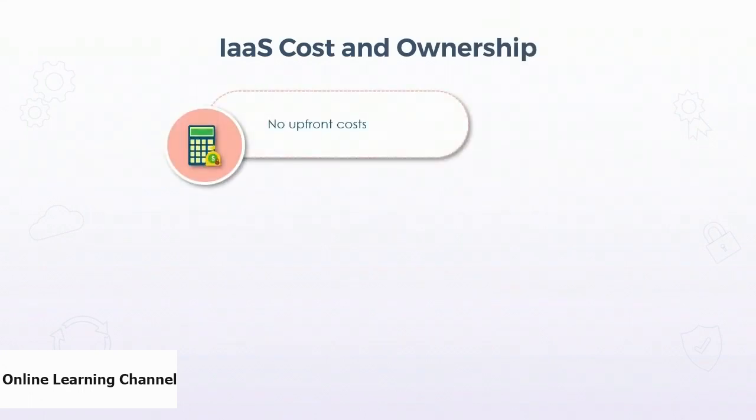So infrastructure as a service cost and ownership. There is no upfront cost. So compared to traditionally where you have to go out, buy the building, buy the servers, buy the storage, that's gone anymore. It's no upfront cost. You only pay for what you use.